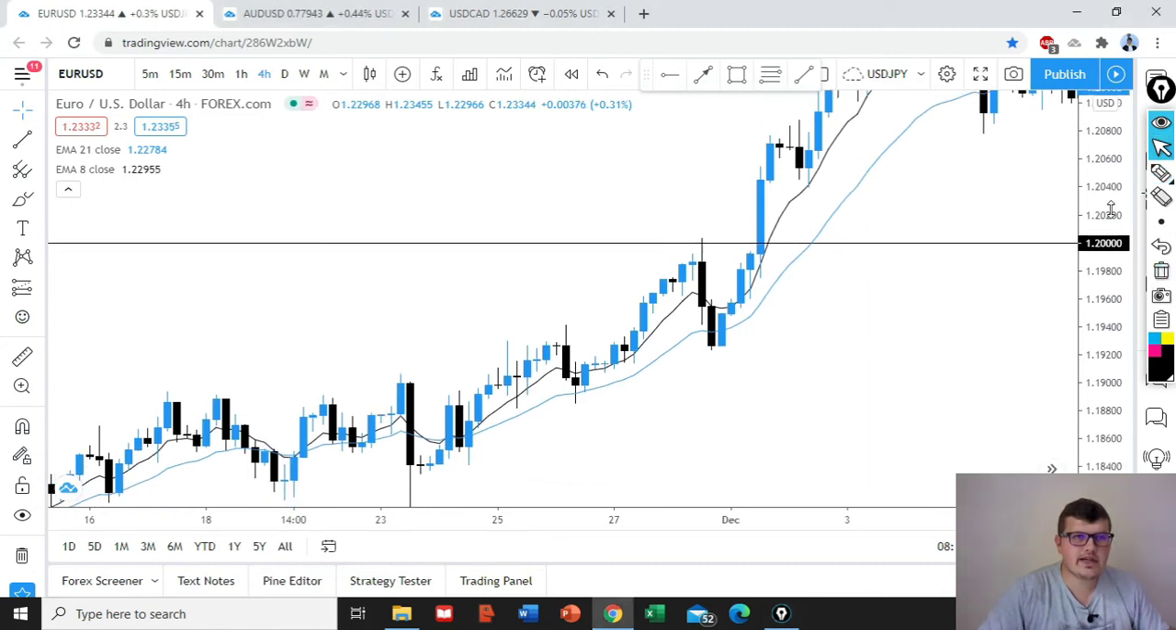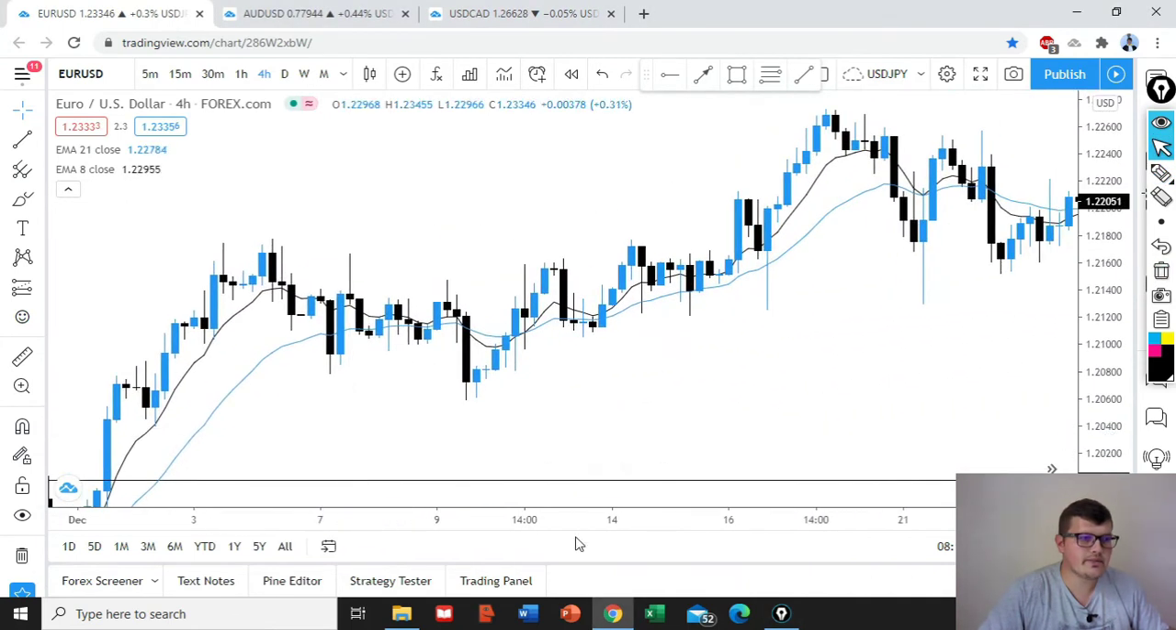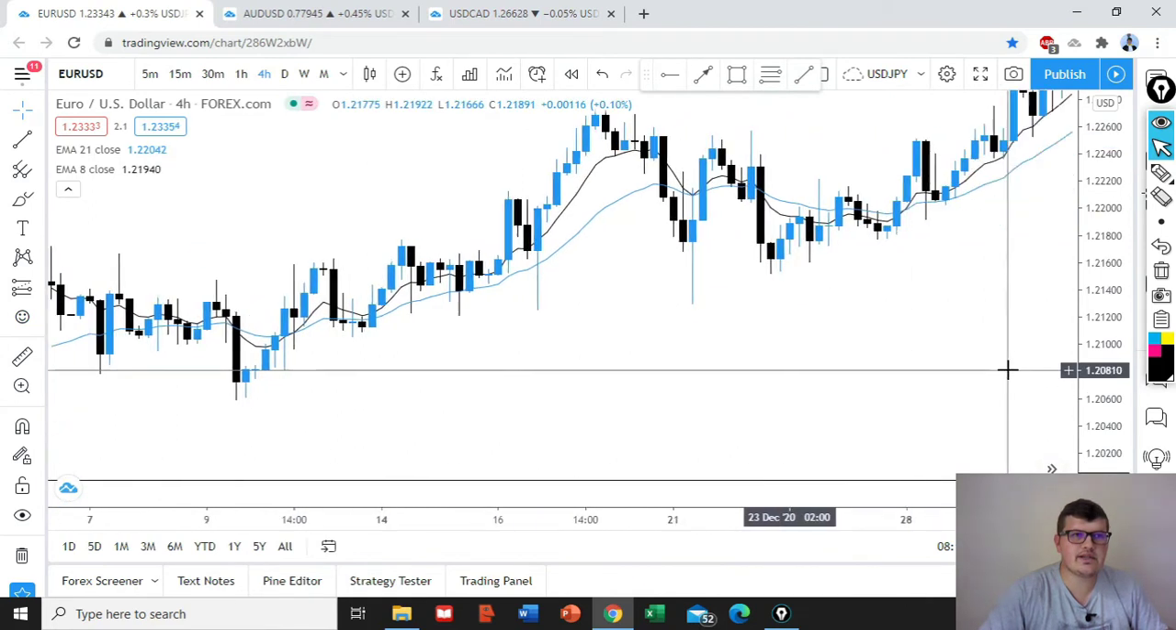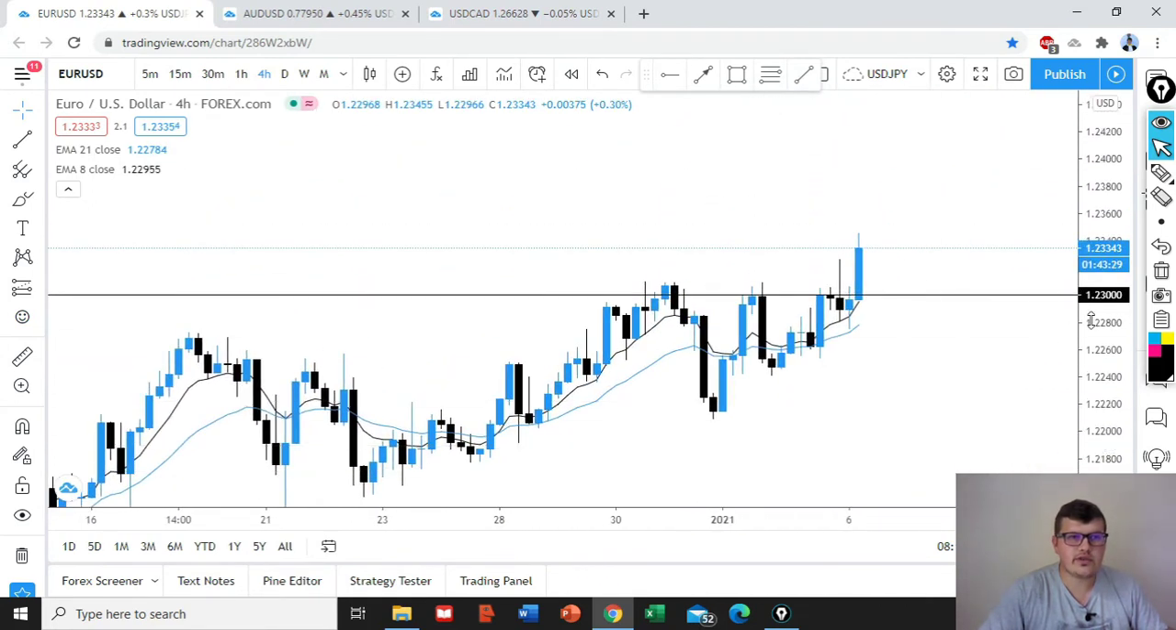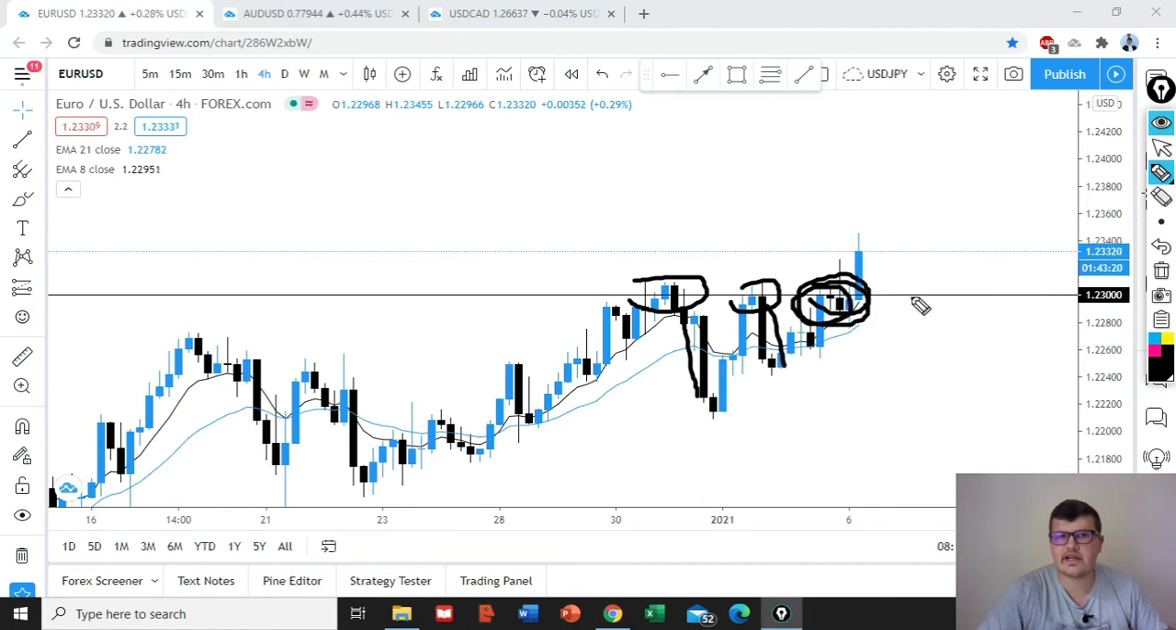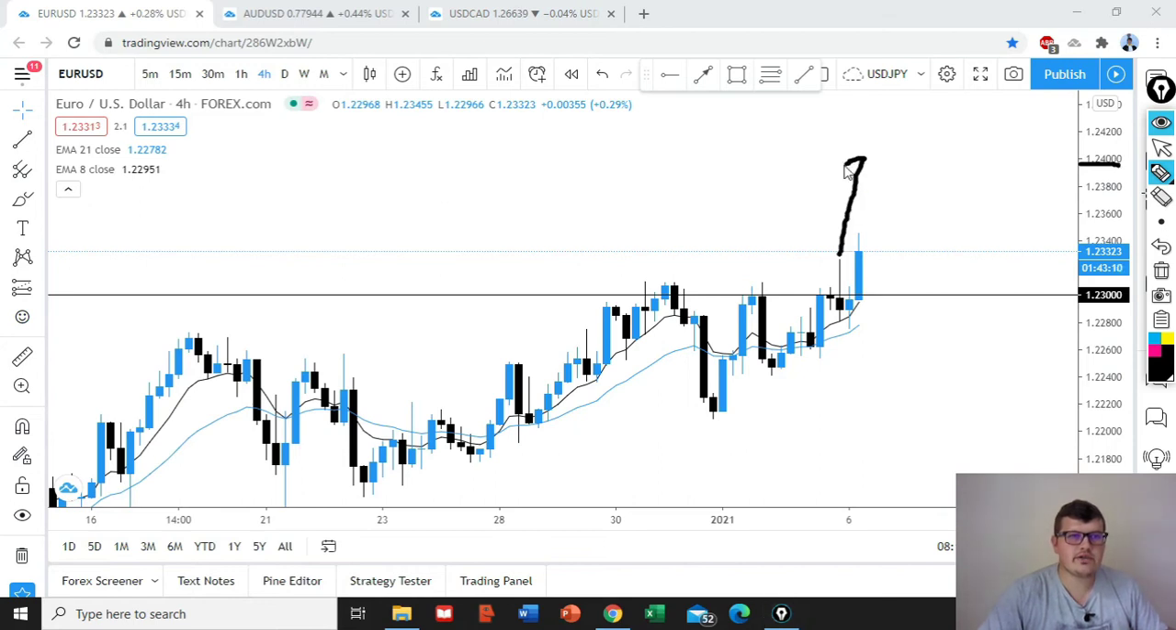So let's quickly look at a more recent psychological level on the Euro USD, which is the 1.23 over here. So as you can see, tested, reaction, and there is some uncertainty at the moment. The next big psychological level on the Euro USD is the 1.24 psychological level. So if this 1.24 level is hit, we can assume there's going to be some sort of reaction at this level.